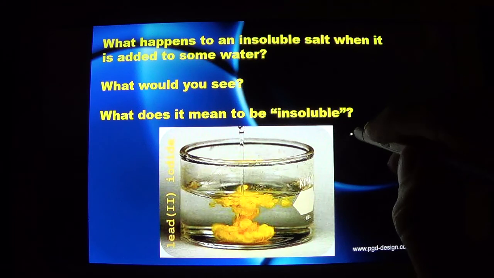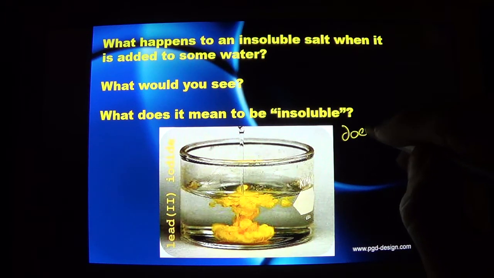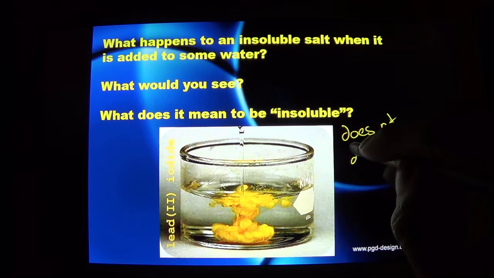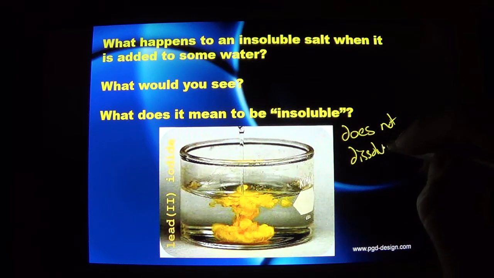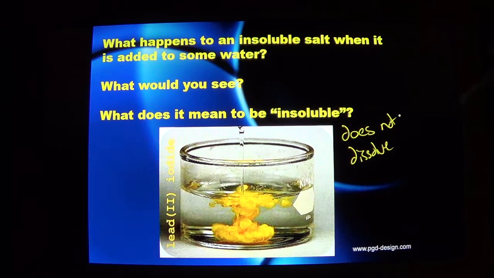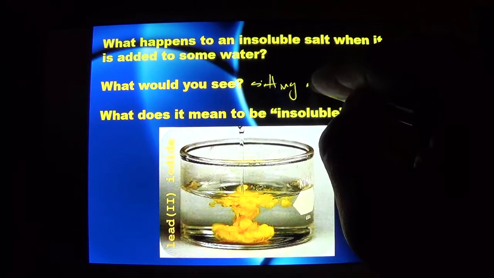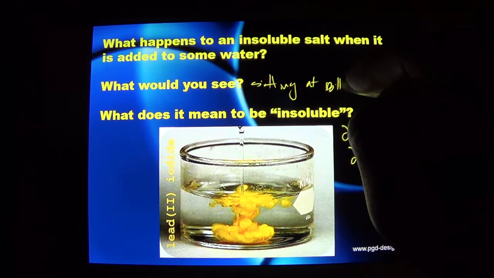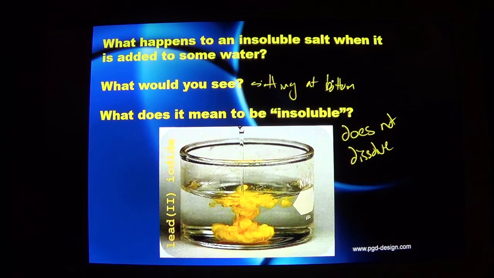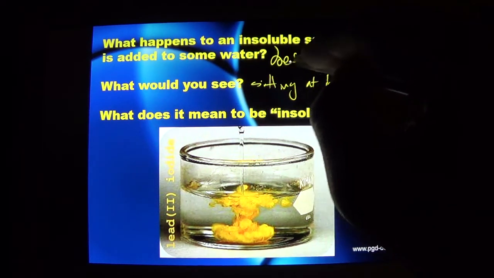To be insoluble, we were saying, at least in pre-AP, that it means it does not dissolve. So soluble, it does dissolve. Insoluble, it does not dissolve. How do we know it does not dissolve? Well, you kind of see it sitting at the bottom usually as a precipitate. Or at least that's what you think you see. So what happens to an insoluble salt when we add it to some water? It apparently does nothing.